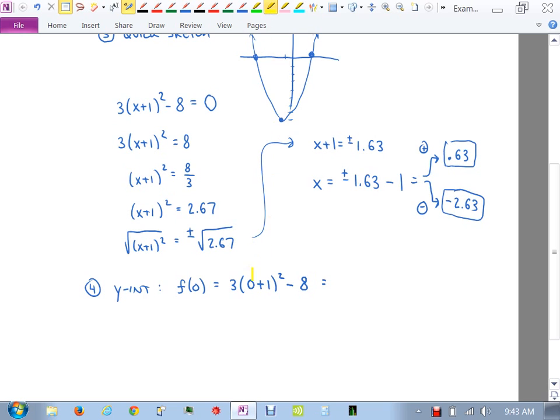Careful with that inside. 0 plus 1 is 1, isn't it? 1 squared is 1. 3 times 1 is 3. So 3 minus 8 would be -5. That's your y-intercept. So we have our vertex, our x-intercepts, our y-intercept. And now we're ready for the sketch, aren't we? The graph.